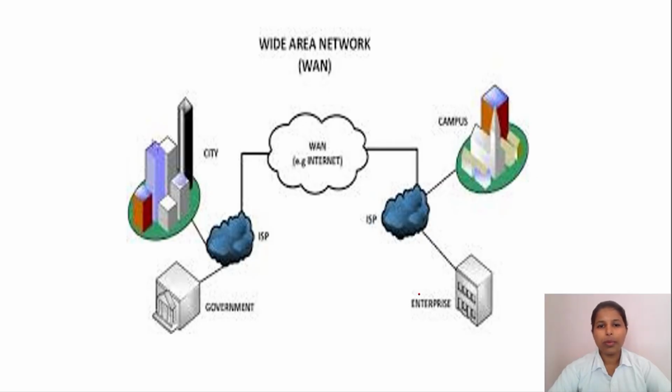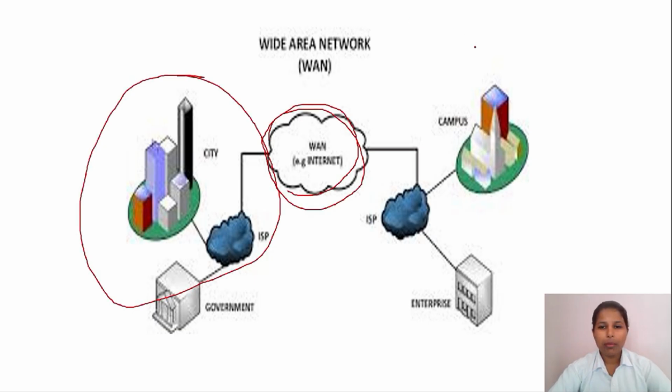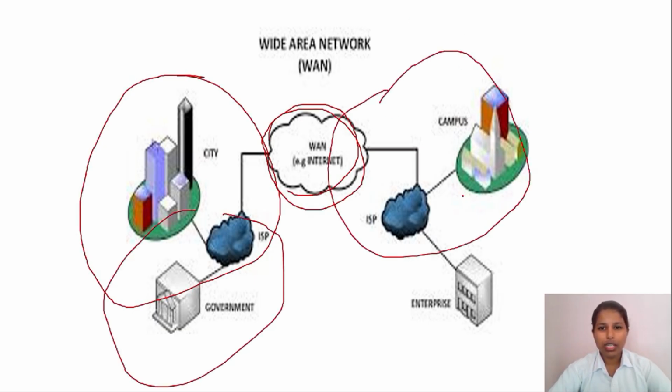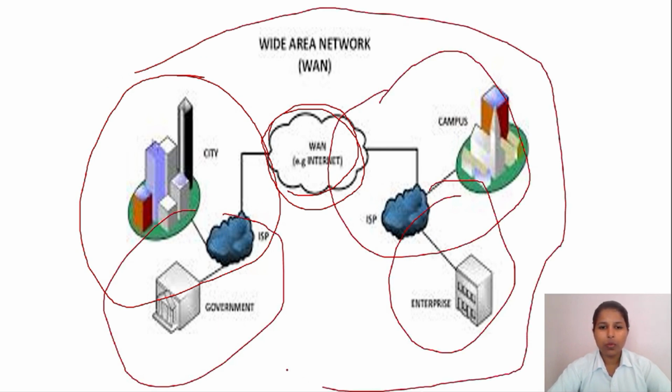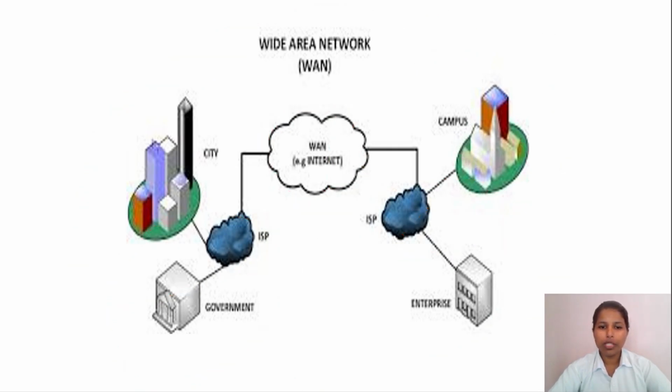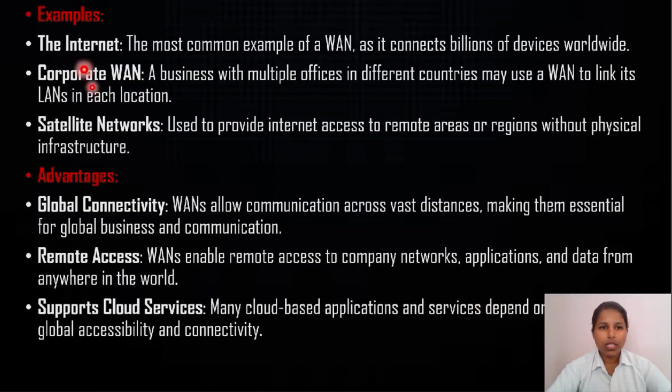So this is the picture representation of the wide area network that we can see. This is a WAN network, that is the internet. We are connecting our cities, campuses, entrepreneurs, government, everything is connected. So this is how the wide area network, WAN, works. It connects everything in a city, from the smaller to the larger. Let's look at examples of it.